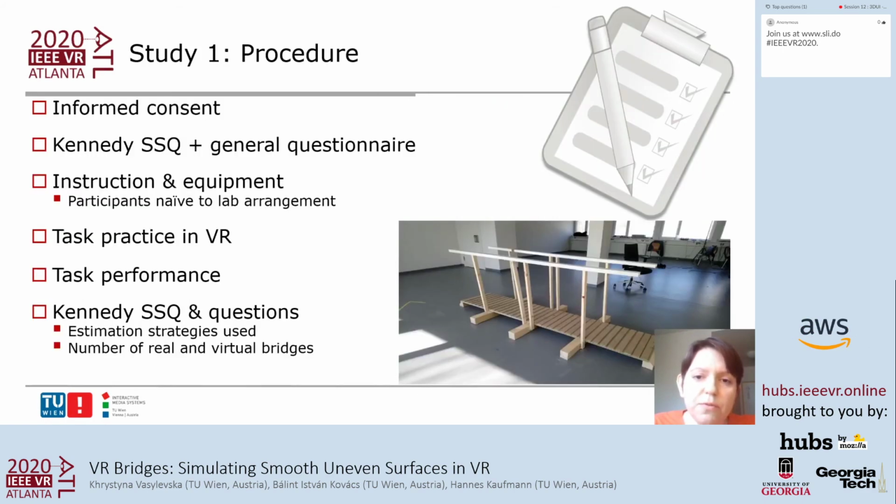The procedure of the first user study was as follows. The participants read and signed the informed consent, filled the Kennedy Cybersickness questionnaire, and answered some general questions. They received instruction, and only after they were equipped and blinded with the HMD, they were led to the lab. They were completely naive to the real arrangement within the lab. In the lab, they practiced first in VR to perform the task we gave them, and when they were ready, they proceeded with the experiment.